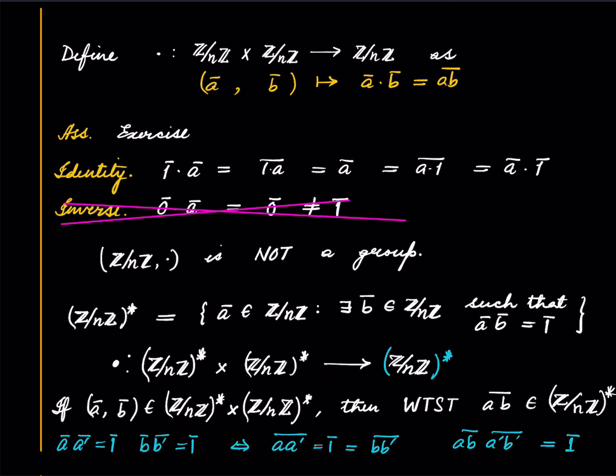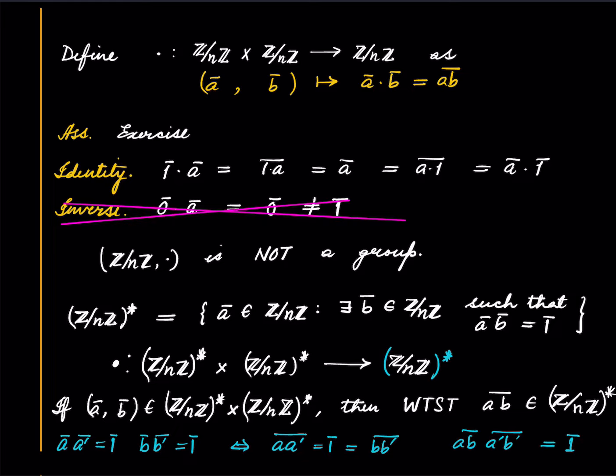So maybe the only thing here to check is that if you have A bar in Z mod NZ star, so that you do have a B bar with A bar B bar equals 1 bar, one just has to check that B bar is also in Z mod NZ star, but that's clear because you can just write it in the reverse way. Then you can just say B bar A bar equals 1 bar, and hence B bar is also in Z mod NZ star. So everything has an inverse. So the upshot is that Z mod NZ star is a group.